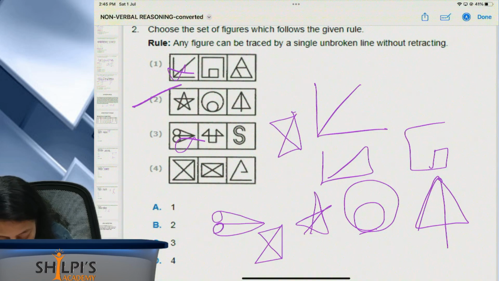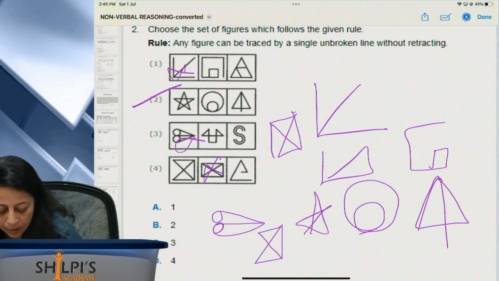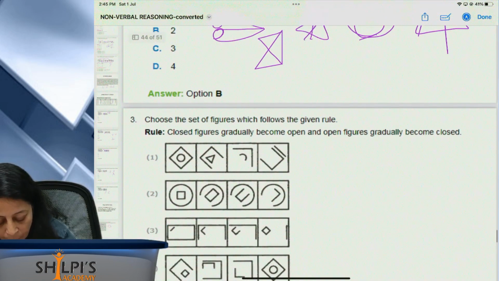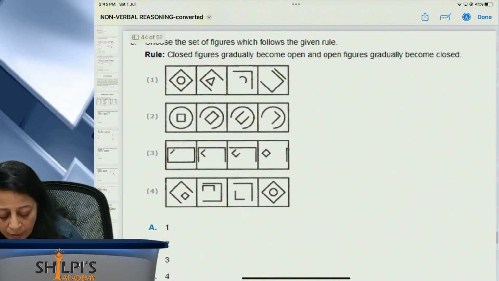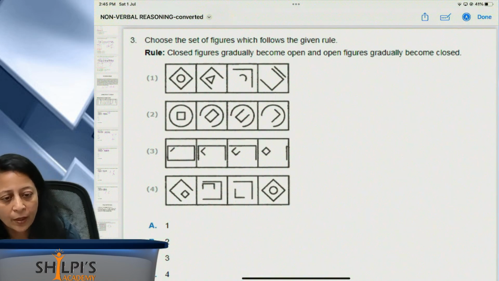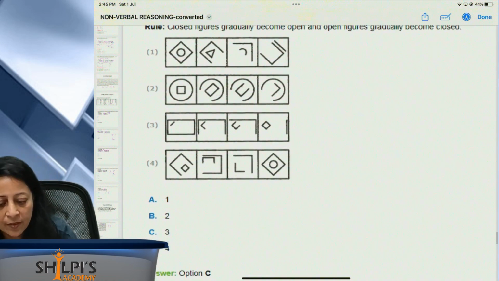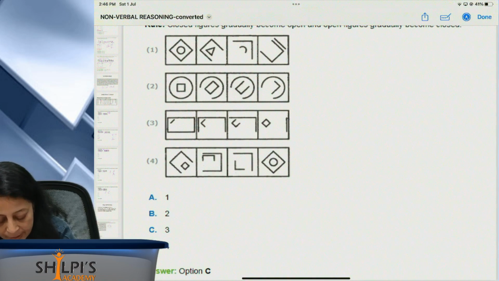This is okay, but how will I draw the fourth line? This line is not possible, so the option is 2. So option B. That question also, like closed figures gradually open and open figures gradually closed, is similar to the question which we saw. So it is your option C here.